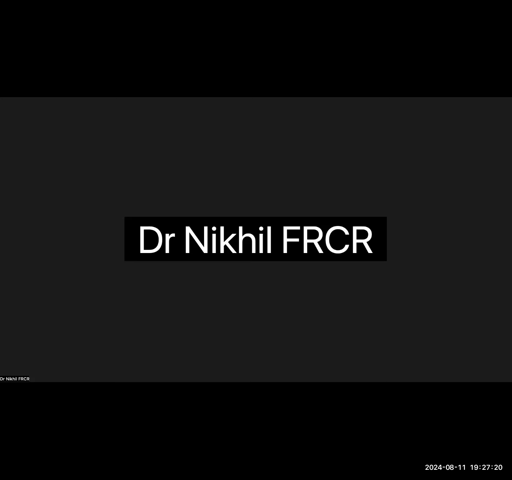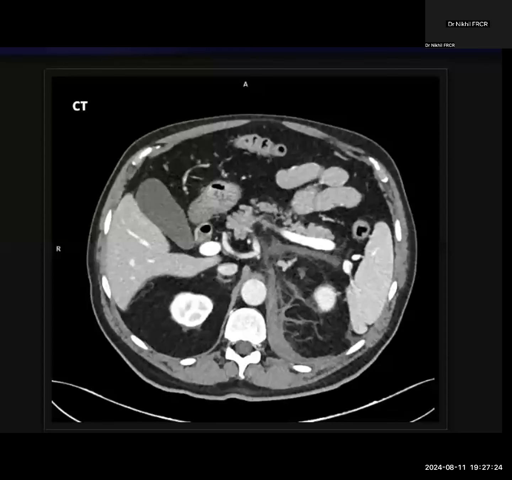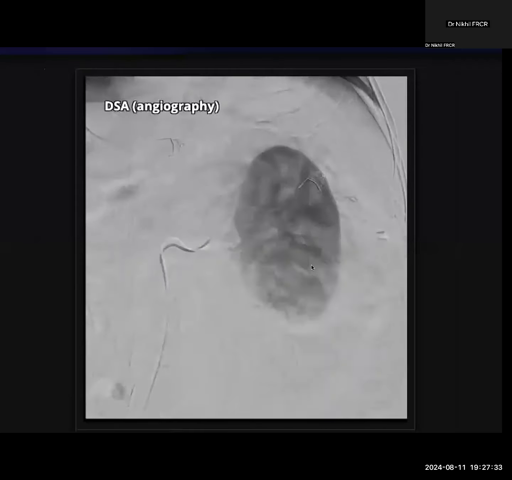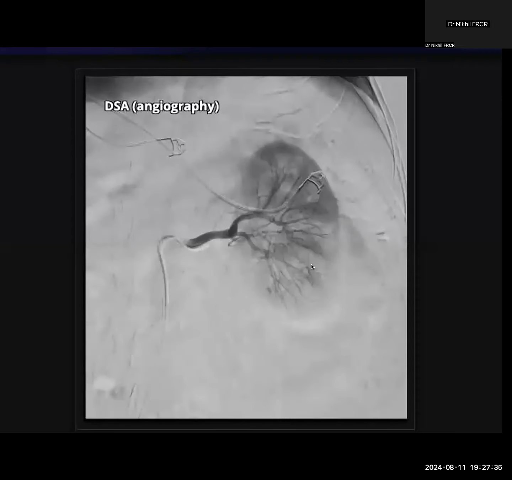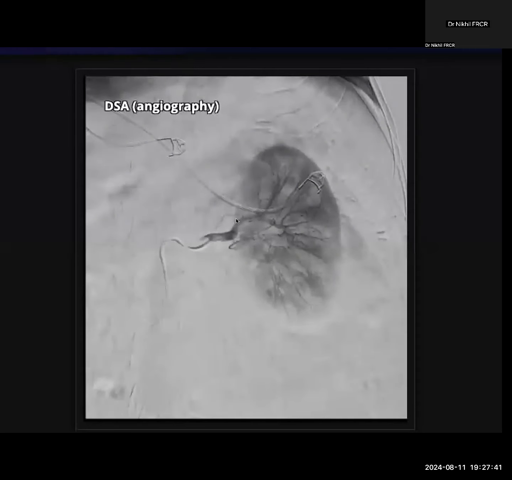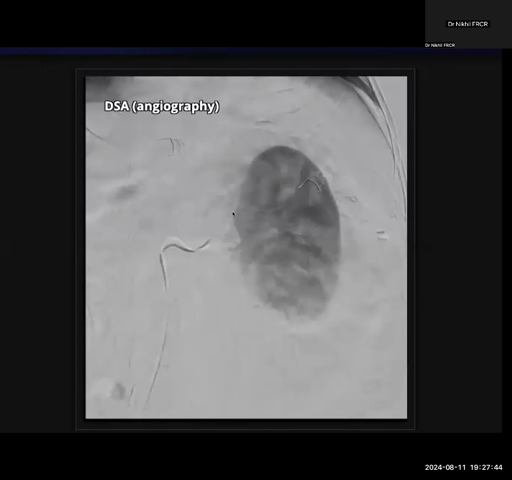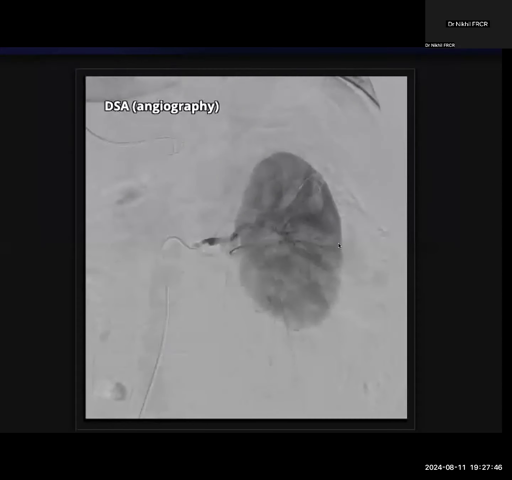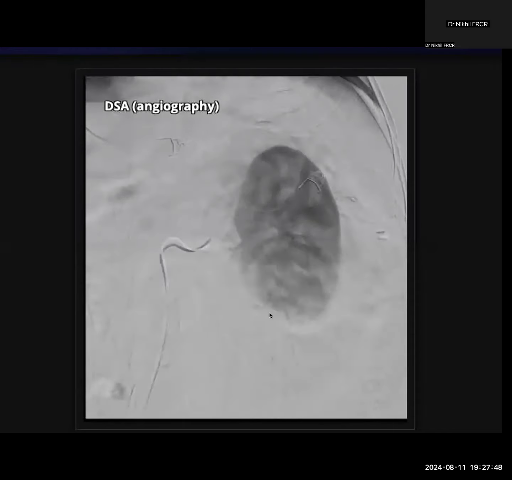Now, coming back to my cases, I think this was the last case I showed you. In these DSA images, I gave you a history that this patient had a history of trauma, and you picked up very well the contrast extravasation. A good approach would be to trace along the margins. If you go along the margins and look here at the lower pole, there is a contrast leak going right through.